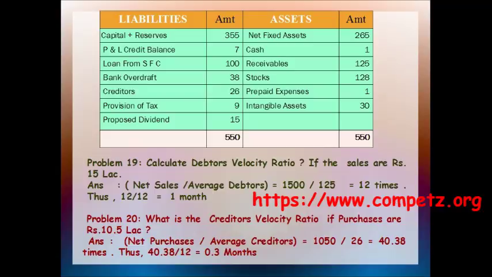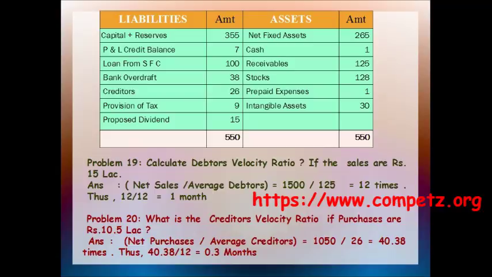So we will just start with the formula. It is also known as the receivables turnover ratio. So debtors turnover ratio is equal to annual net credit sales divided by your average accounts receivable. Accounts receivable simply means, friends, trade debtors plus bills receivable. So we will just see the formula: net sales divided by average debtors.